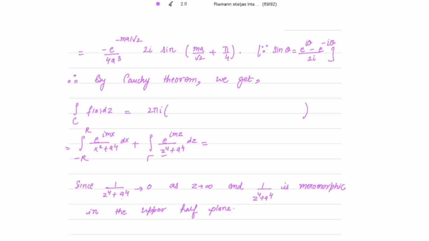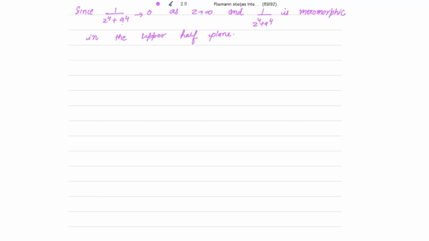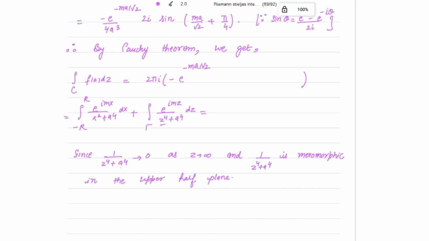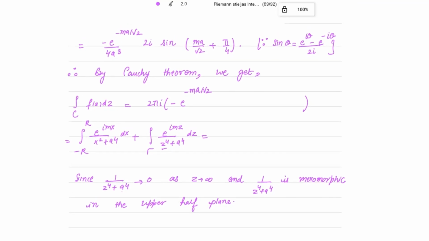Now, the third step is, first we calculate the poles, then we calculate the residue, and the third step is now to apply Cauchy's theorem. What is Cauchy's theorem? That the integration over the whole contour f of z dz is equal to 2 pi iota times the sum of the residues. And the sum of the residues I just got over here. So 2 pi iota times the sum of the residue, which is negative e to the power negative ma over root 2 over 4a cube 2 iota sine of ma over root 2 plus pi by 4.